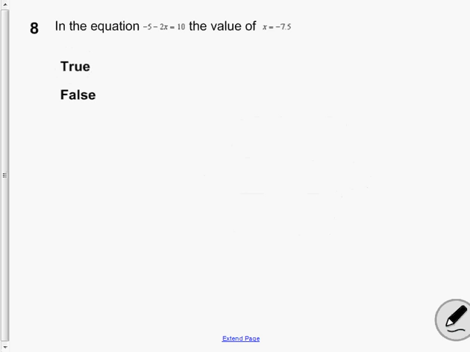Question 8, in the equation negative 5 take away 2x equals 10, the value of x will be negative 7.5. So really what we're going to do is just solve this. We can do it one of two ways. We can solve it and see if it is this, or I could substitute negative 7.5 in there and see if both sides are equal.